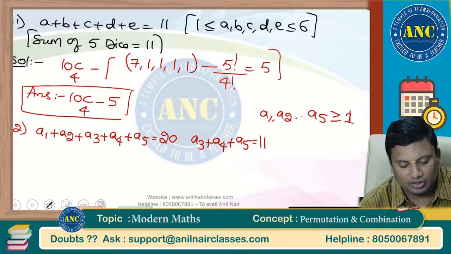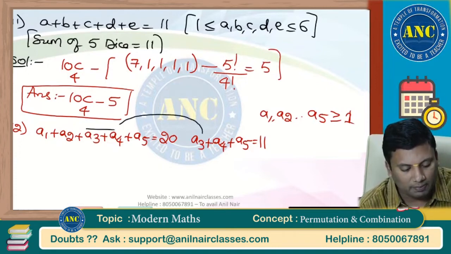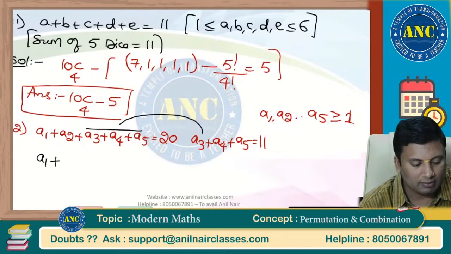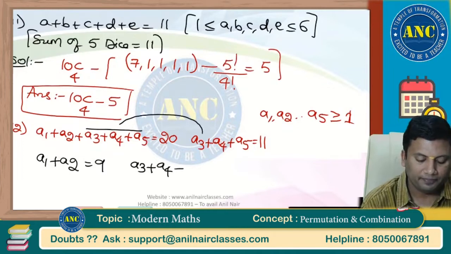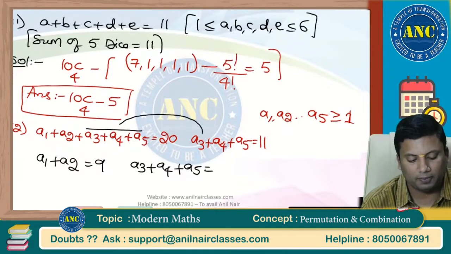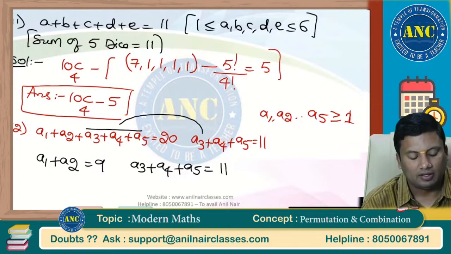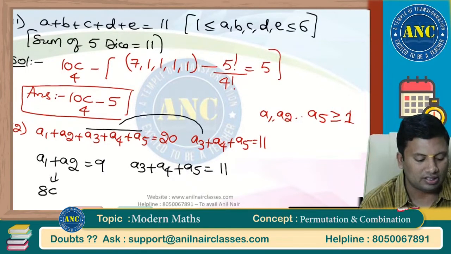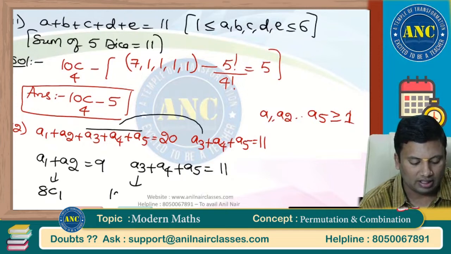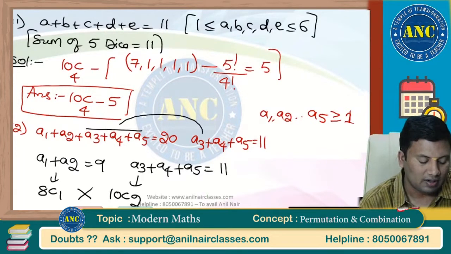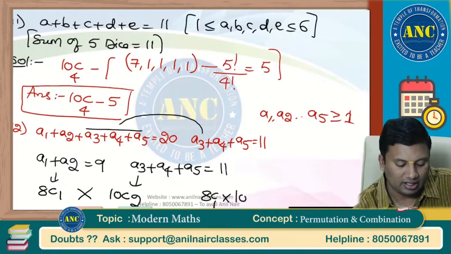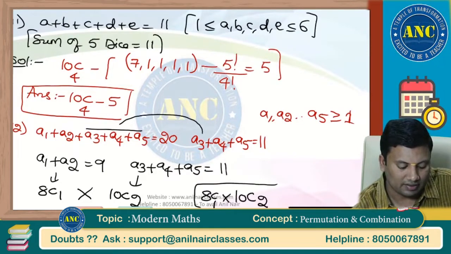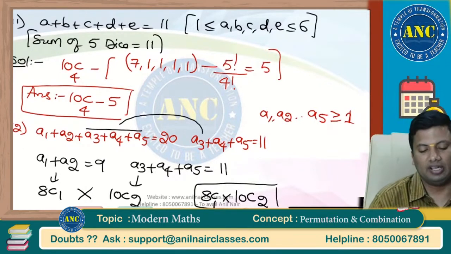System of equations. Substitute in place of this one. So this is nothing but A1 plus A2 equivalent to 9, and A3 plus A4 plus A5 is nothing but 11. Both are independent variables. This is nothing but 8C1, and this is nothing but 10C2. Both are happening one after the other. So the answer for this question is 8C1 into 10C2.